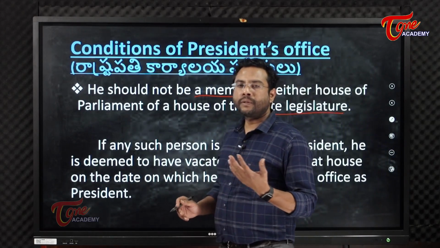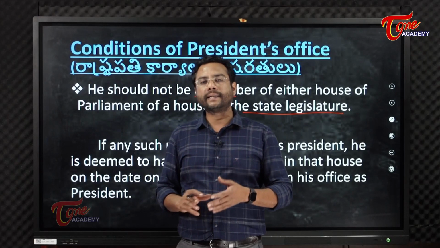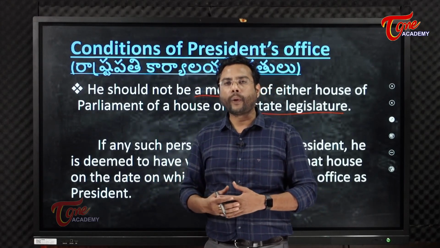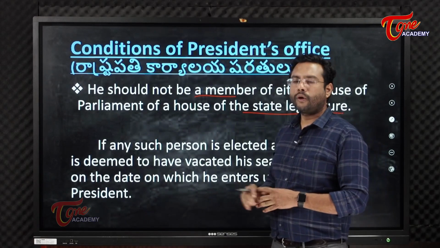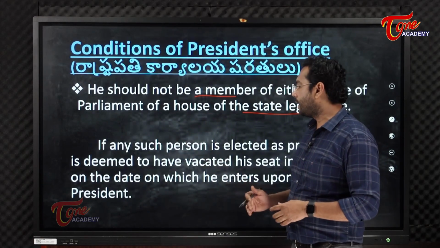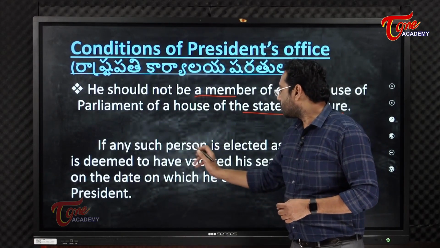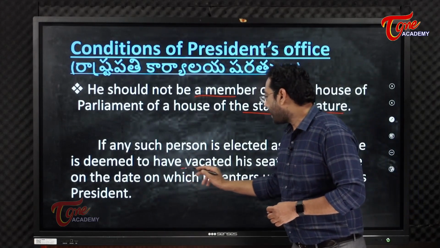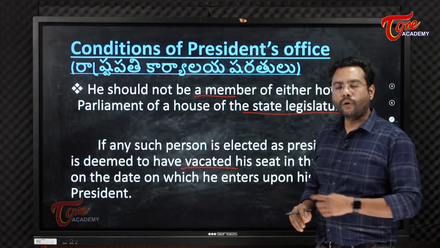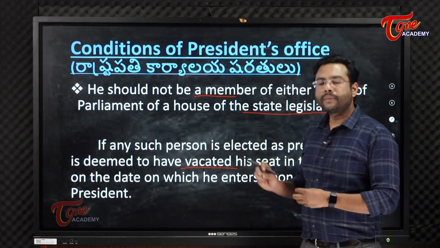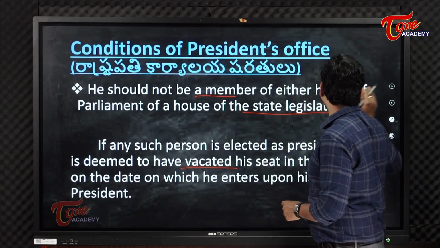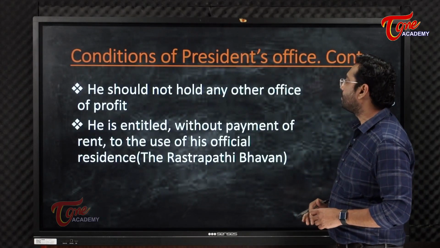Once the candidate is elected as the President of India, obviously the person should vacate or resign the post of MP or MLA if they are one. So if any such person is elected as President, it is deemed that he has vacated his office of MP or MLA from the day on which he takes the oath. So that is a condition we have mentioned in the Constitution.